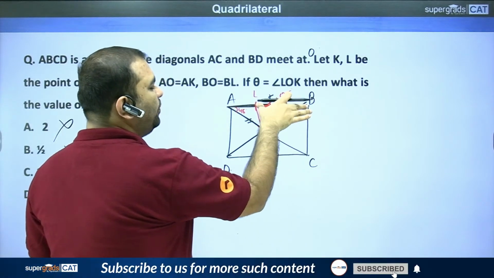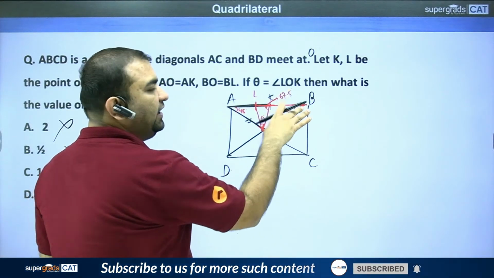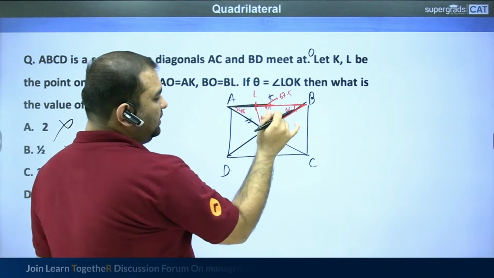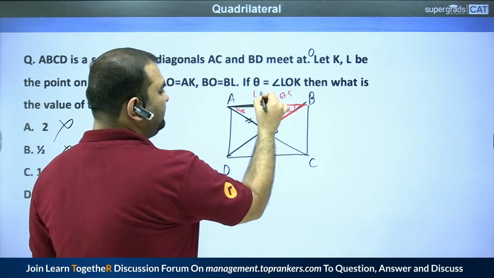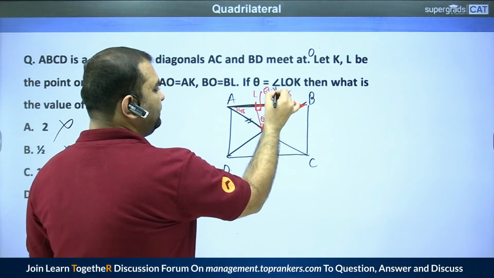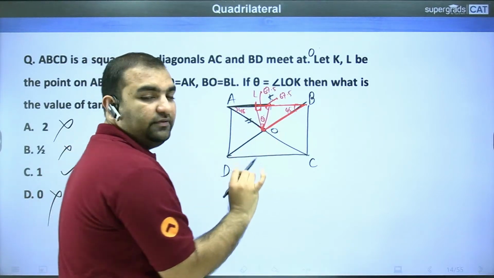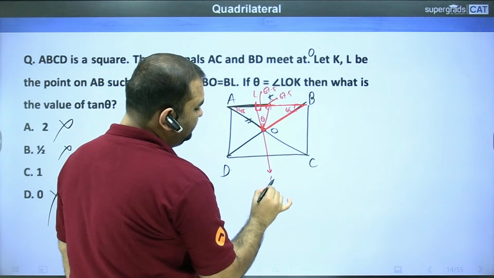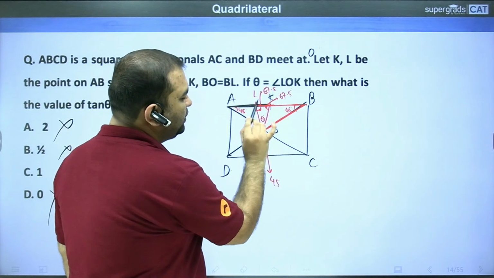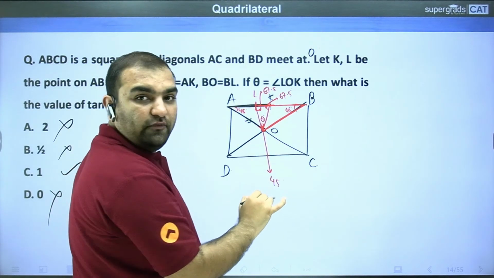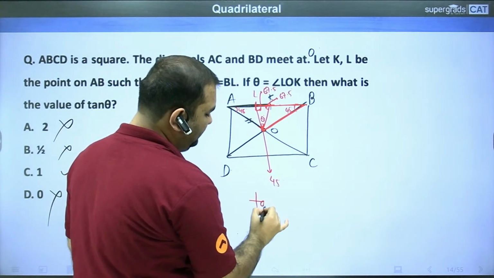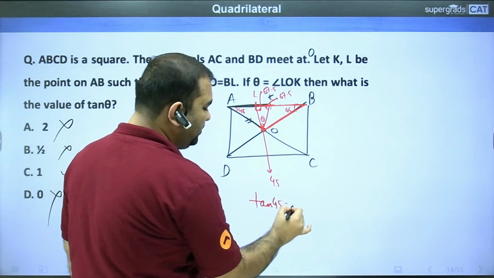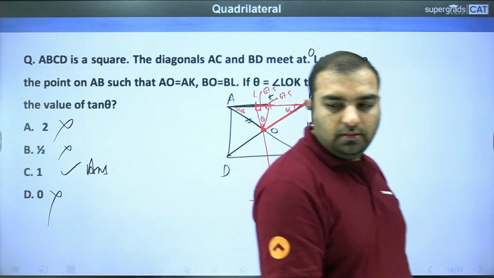BO is equal to BL. Divide 135 into two equal parts. Each part is 67.5. The sum of these two is 135, so the remaining theta is 45. So what is tan 45? Interesting problem. Please do tell me.